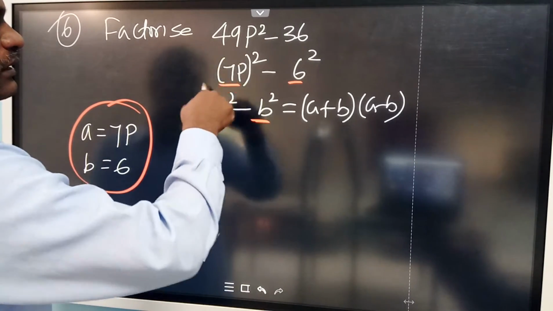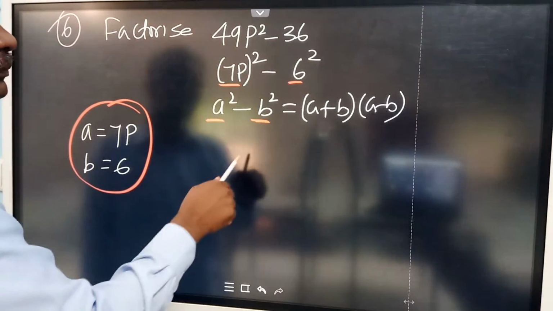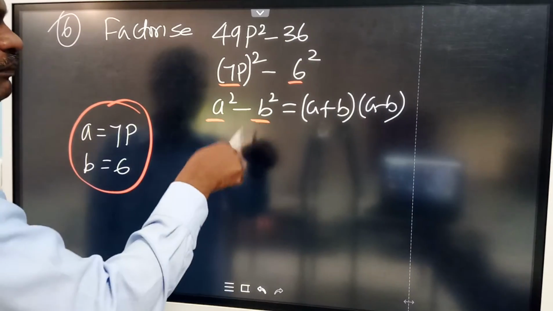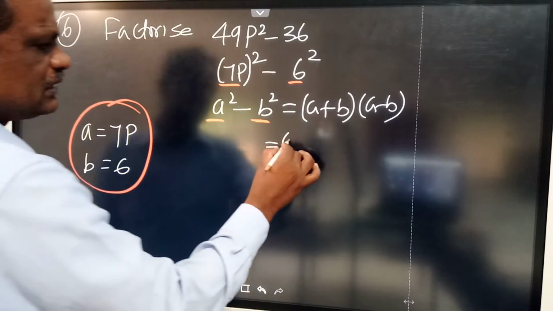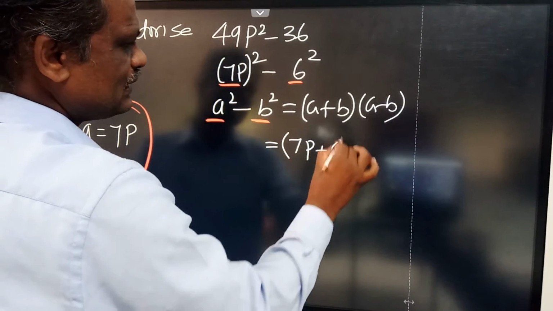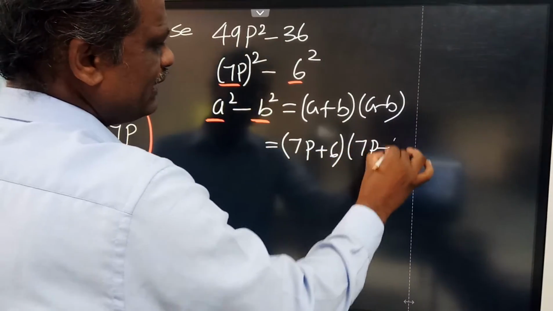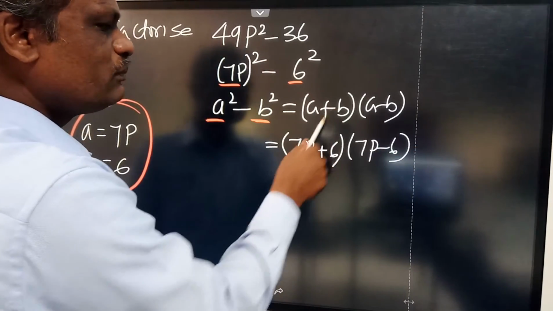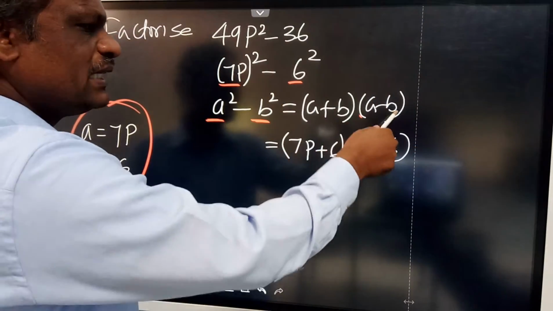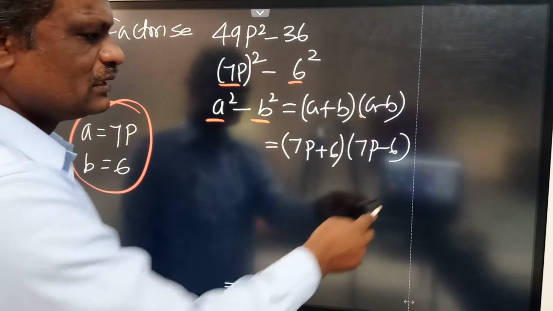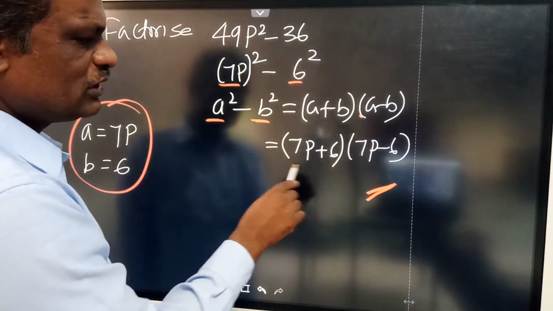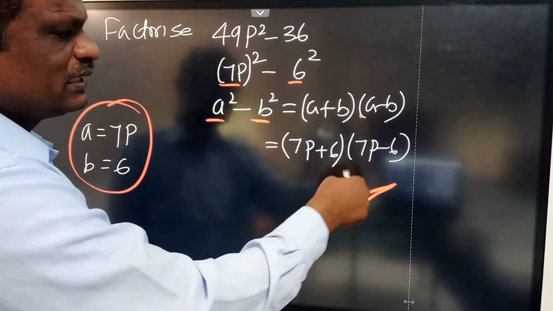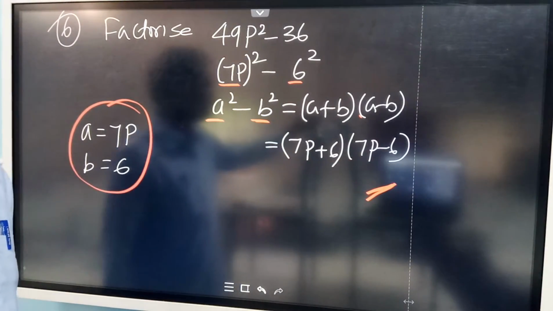A square is 7p whole square, a is 7p. B square is 6 square, b is 6. Now if you substitute this, a plus b is 7p plus 6 into 7p minus 6. So a plus b is 7p plus 6, a minus b is 7p minus 6. So this is the factorization. We have split this into two factors. First factor is 7p plus 6, another one is 7p minus 6.